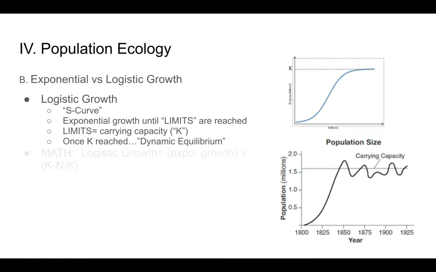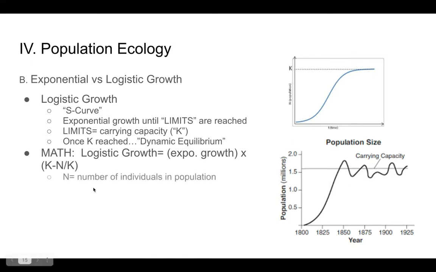It doesn't fully plateau. The math here in logistic growth is basically what you calculated for exponential growth. So that is a growth rate. It was your population growth rate times individuals in the population. That goes here in the formula, times this value called K minus N divided by K. So N is always the number of individuals in the population, and K represents the carrying capacity of that population. Excuse me, the limits that exist to population growth.